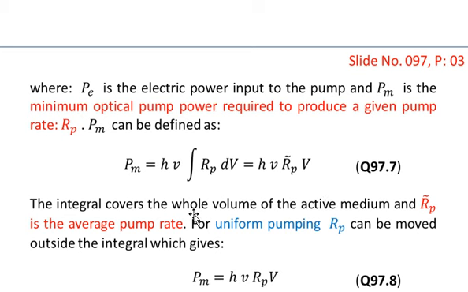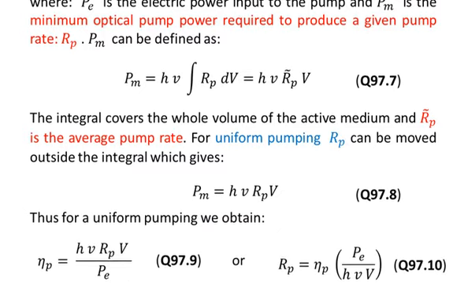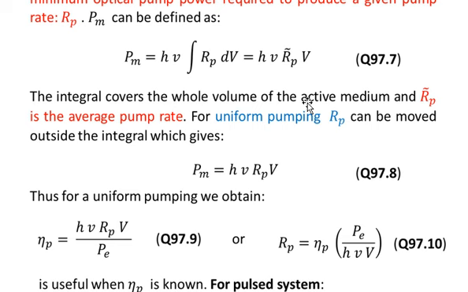The integral covers the whole volume of the active medium, and RP prime is the average pump rate. So this was the one option that we used, the average pump rate assumption, and then we represented RP by RP prime and took it outside the integral. The second option is that we don't use the average value, and we just say that the pumping is uniform.